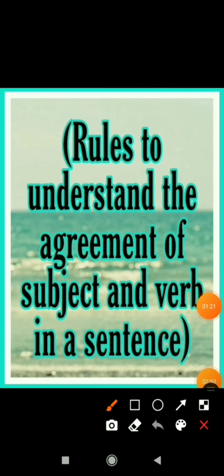Although it looks very easy, that we can easily understand how to make a subject agree with the verb, here are some rules to understand the agreement of subject and verb in a sentence, and we will discuss only those rules. So let's see the rules.